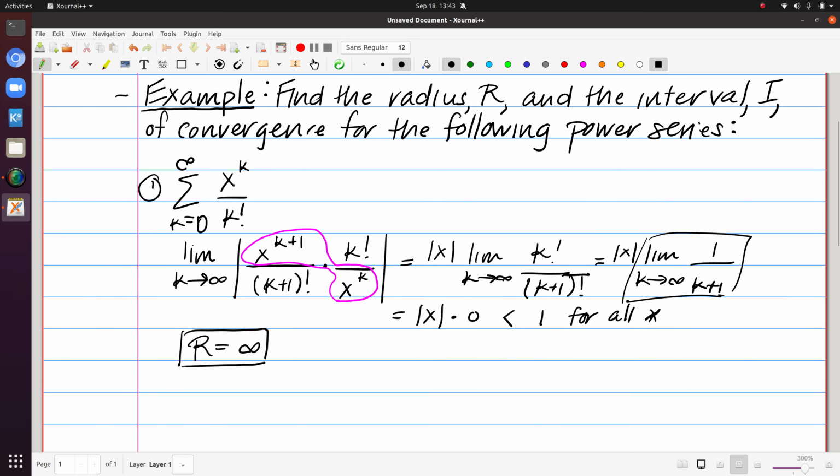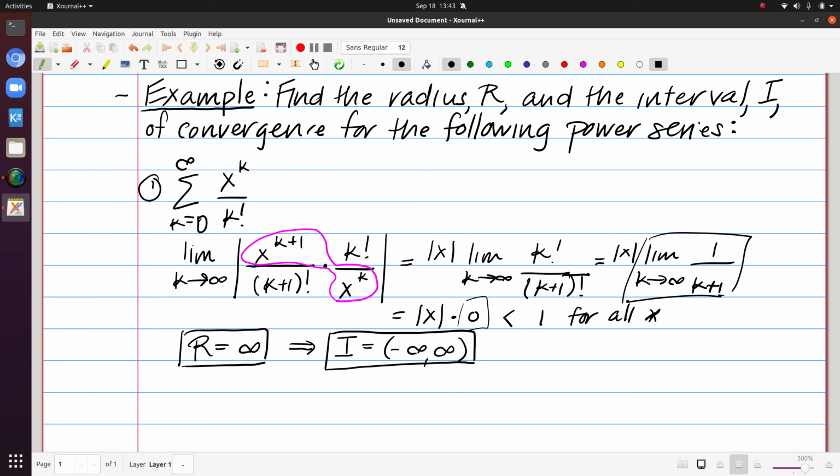Again, in thinking about that, it's as if I'm taking this term that goes to 0 and dividing it over to the other side, and that reciprocal then would approach infinity. So if the radius is infinity, then automatically that means that the interval is the whole real line. So this is kind of one extreme that we can see in finding the radius and interval of convergence.